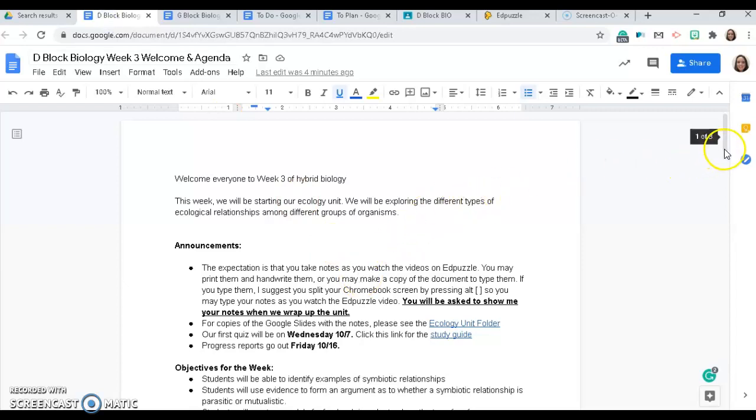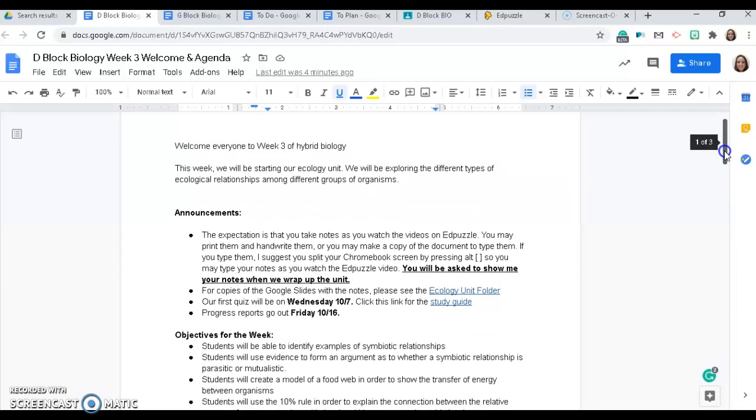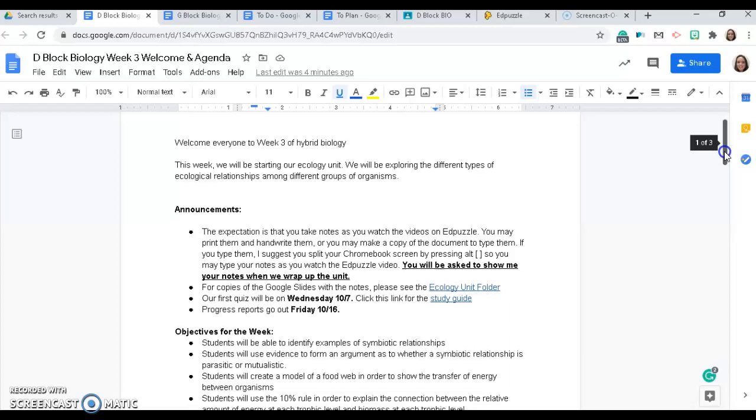This week, we're going to be starting our ecology unit, and our focus is going to be on communities, the different types of organisms in a community, and how they all interact with each other.